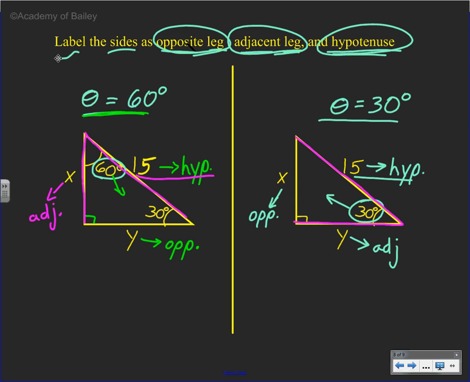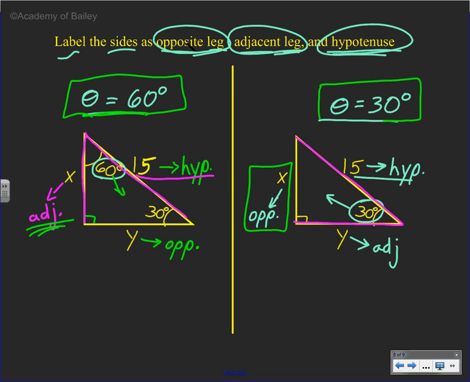And I want you to pay attention to this. If we look, when theta was equal to 30 degrees, x was the opposite. But when theta was equal to 60 degrees on the left side, x is equal to the adjacent side. So that's why you have to identify which angle you're working with first. And then you can label your opposite and adjacent sides. So this is a good step here, labeling opposite and adjacent, figuring out which angle you're working with first.